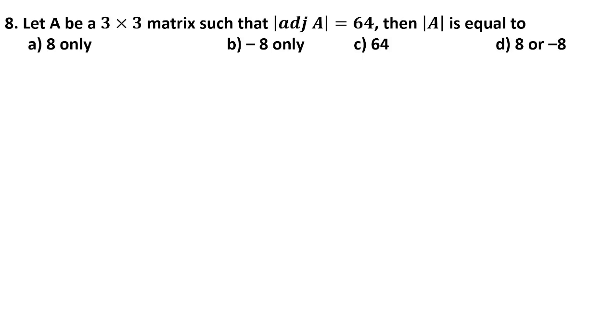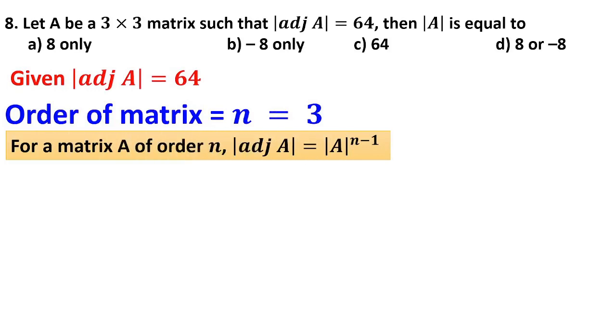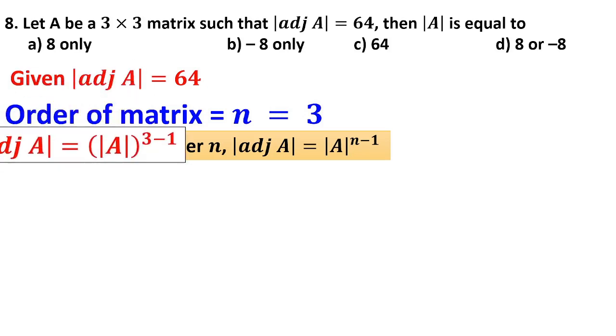Question number 8. Let A be a 3 cross 3 matrix such that determinant of adjoint A is equal to 64. You have to find determinant A. Determinant of adjoint A is 64. Order n is equal to 3. We are having a formula connecting determinant of adjoint and determinant. It is determinant of adjoint A is equal to determinant A power n minus 1, where n stands for the order.